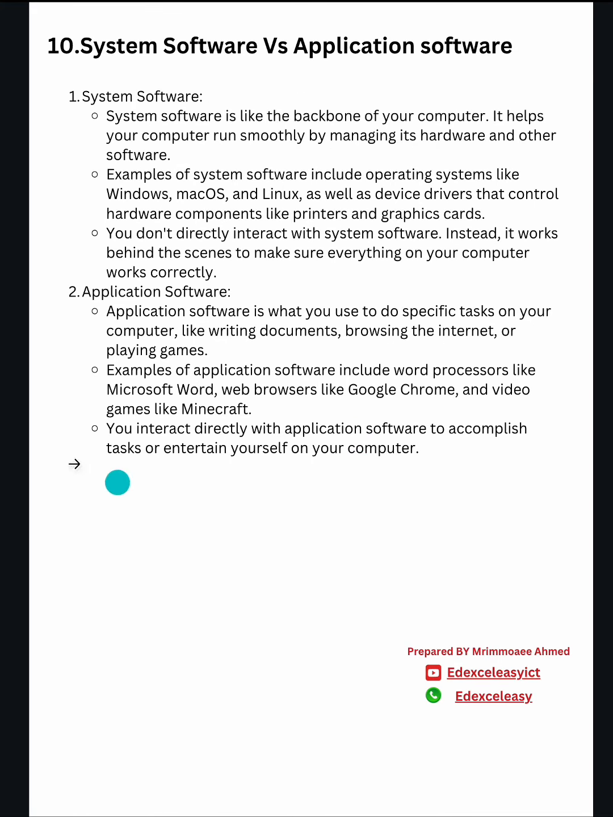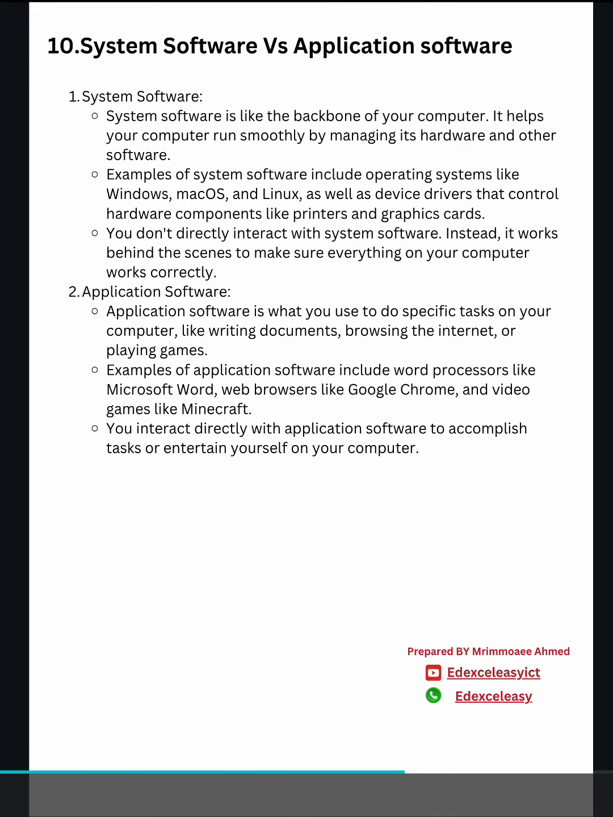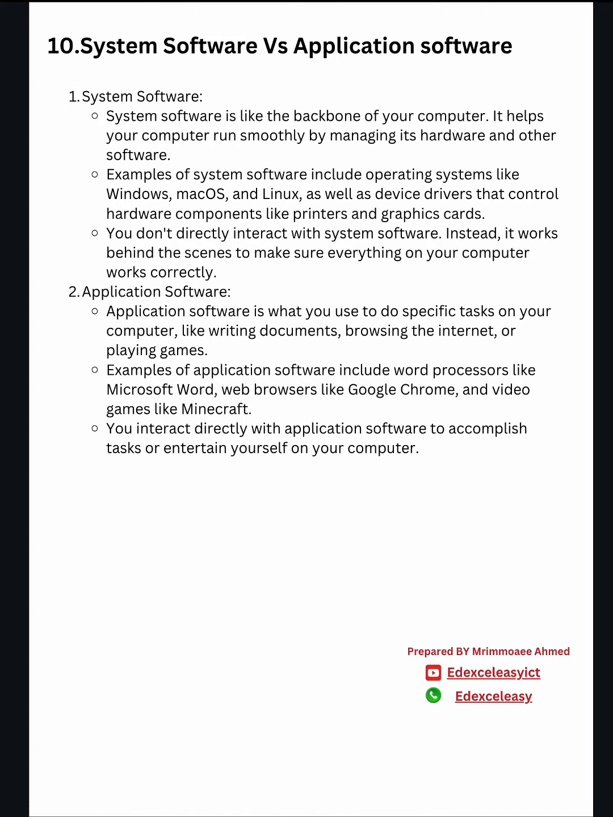Now question number 10 is system software versus application software. So what is system software? One of the most common things is our Windows, which is system software. System software is like the backbone of your computer. It helps your computer run smoothly by managing its hardware and other software. Okay, so you don't directly interact with system software. Instead, it works behind the scenes to make sure everything on your computer works correctly.